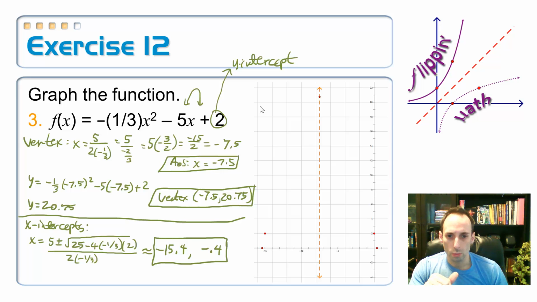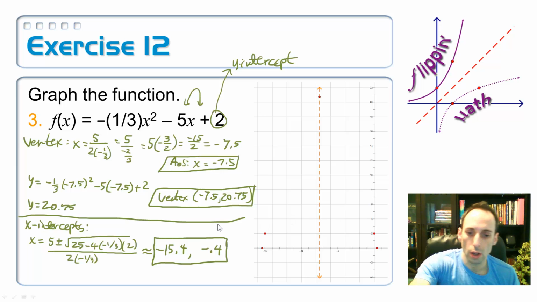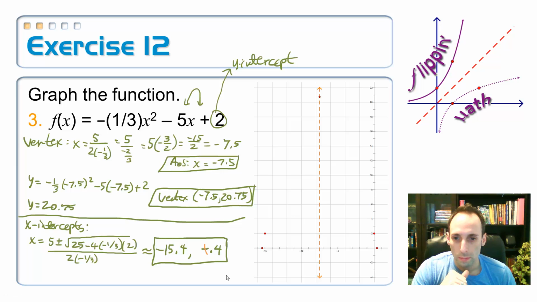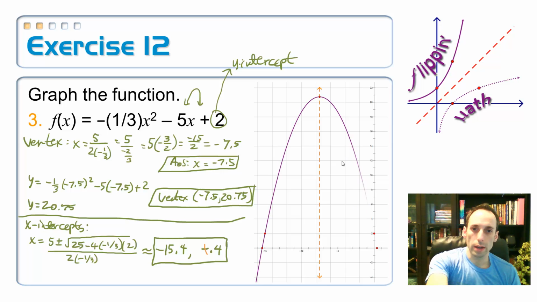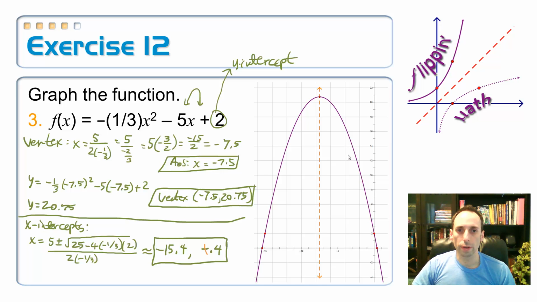Negative. Ooh, yep, that's a wee bit of a mistake. I think this should have been positive. Right? So I could see it right there. Positive 0.4. Yeah, and now throw that graph in there.